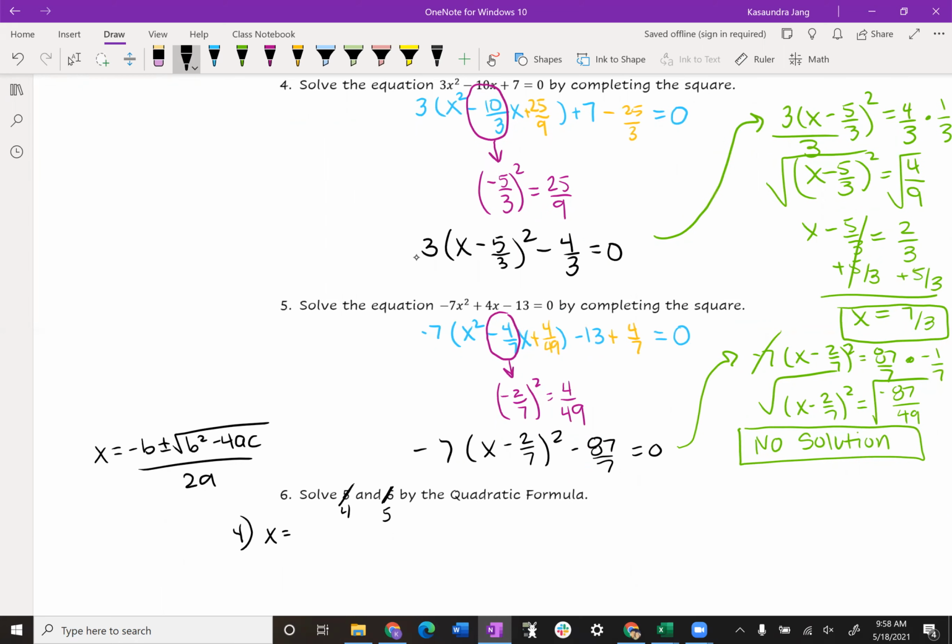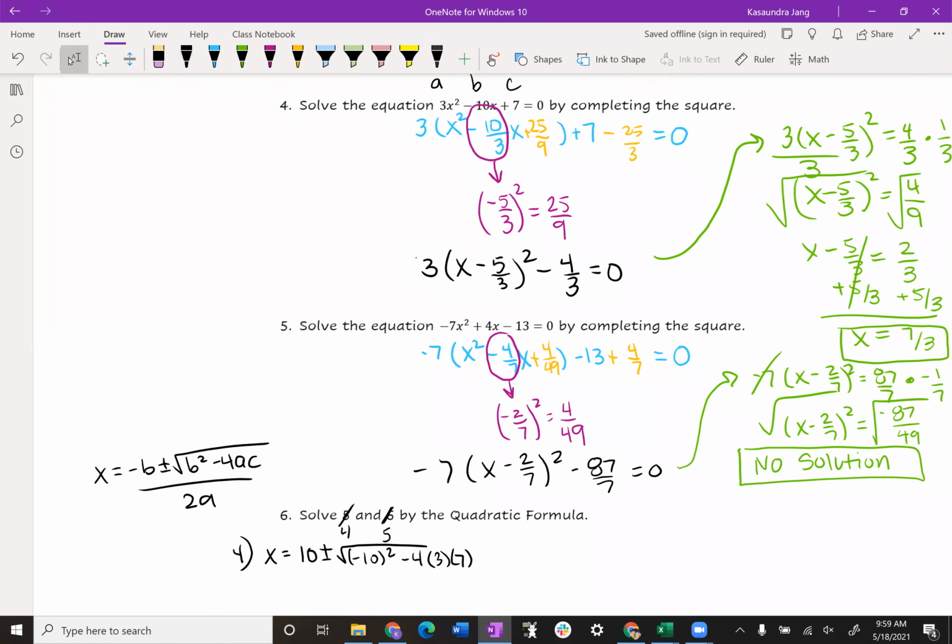So x equals a negative b, like a negative 10, so a positive 10, plus or minus the square root of b squared. So there's just straight up negative 10 squared. I would put parentheses around it to make sure your negative 10, not just plain 10, is squared. And then minus 4ac, the a being 3, c being 7, the things I've labeled up here. And then all over 2a. Again, the a is still 3.